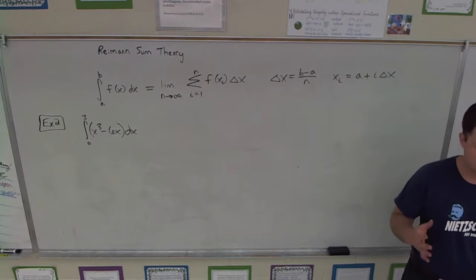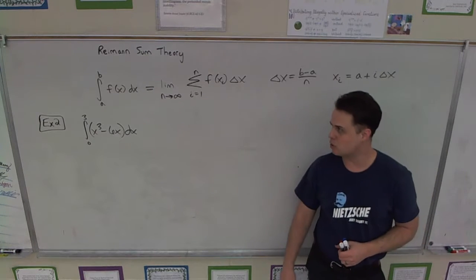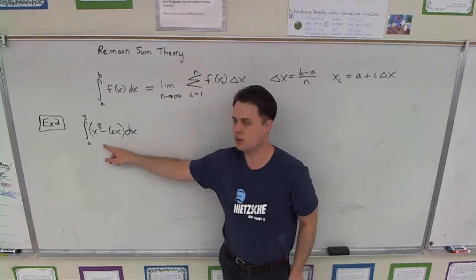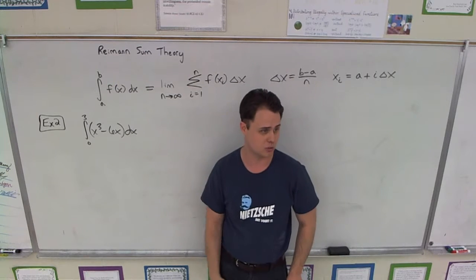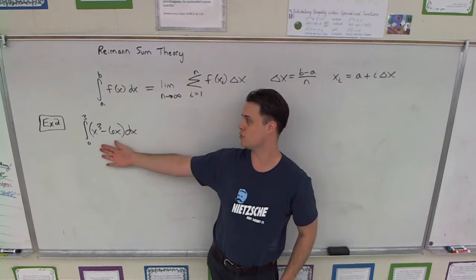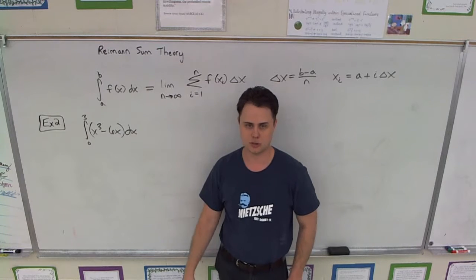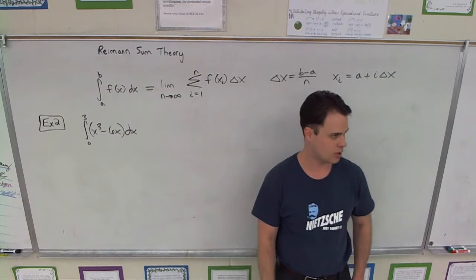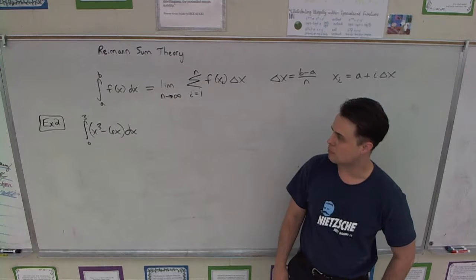So let's use this technique to actually do an integral that, of course, we could come up with the exact value for using the Fundamental Theorem of Calculus really quickly by going x to the 4th over 4 minus 3x squared and using the Fundamental Theorem part 1. Okay? So how do we do this with a Riemann sum?